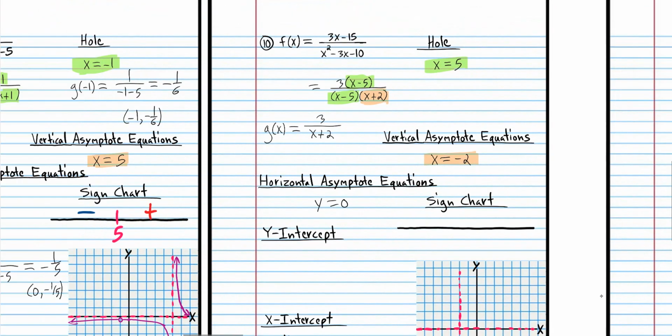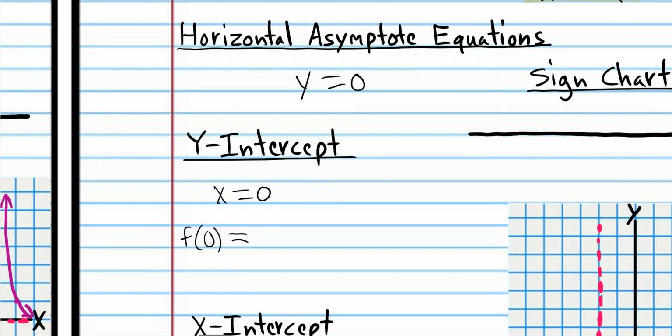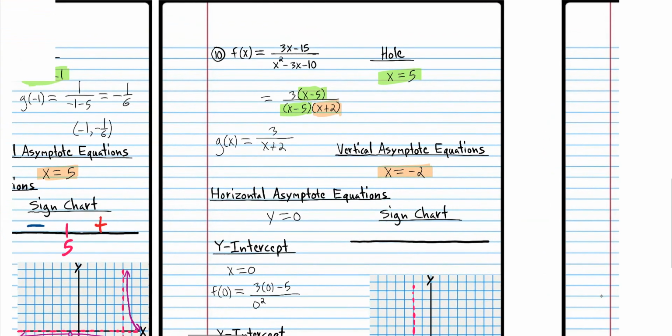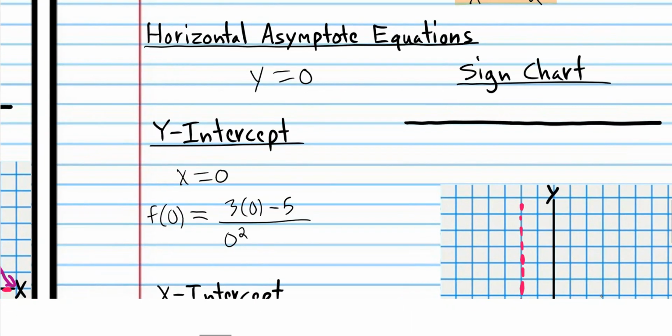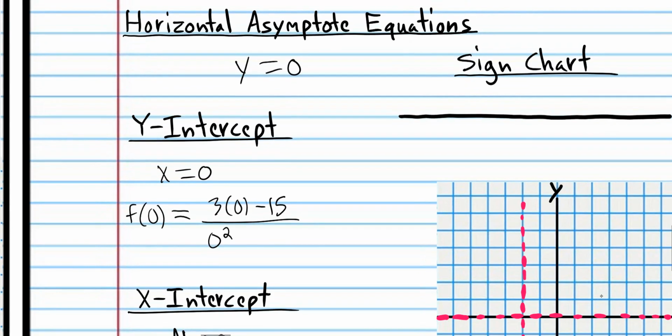So now we need to find the y-intercept. That's when x is equal to 0, so we're going to find f of 0. So 3 times 0 minus 15 over 0 squared minus 3 times 0 minus 10.